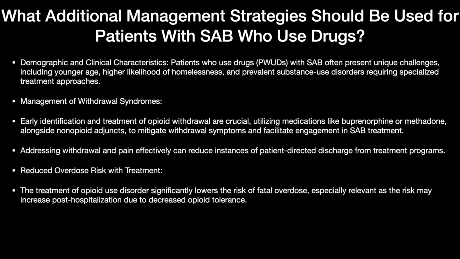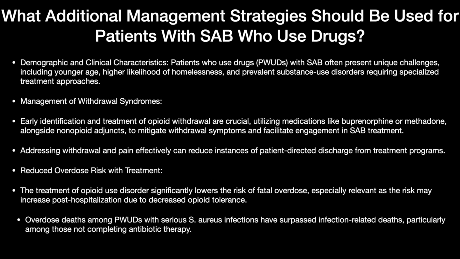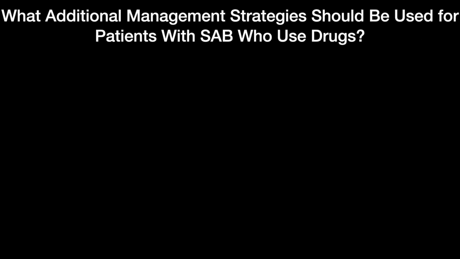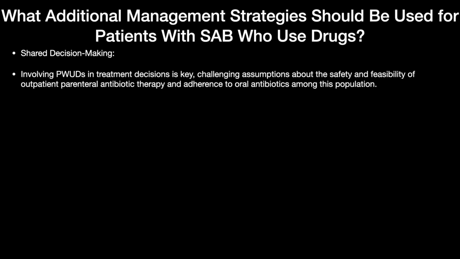The treatment of opioid use significantly lowers the risk of fatal overdose, and overdose deaths among patients who are taking drugs with serious Staph aureus infection have surpassed infection-related deaths, particularly among those not completing the antibiotic therapy. An additional management strategy that can also be used is shared decision making; involving the patients in treatment is key. Challenging assumptions about the safety and feasibility of OPD treatment can be considered.